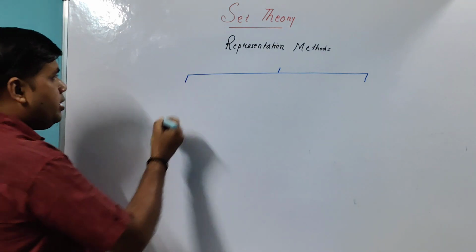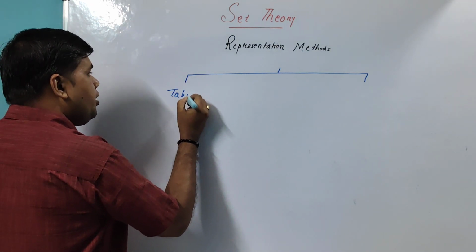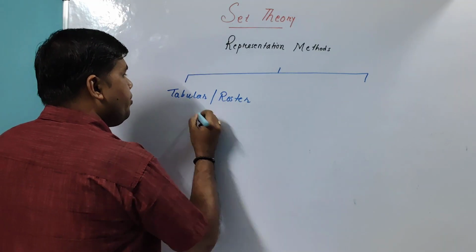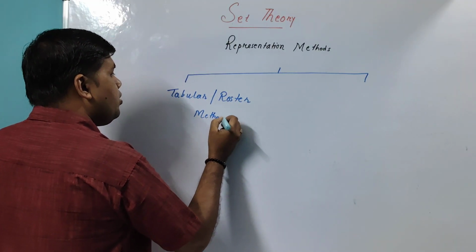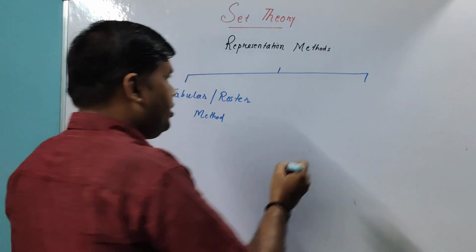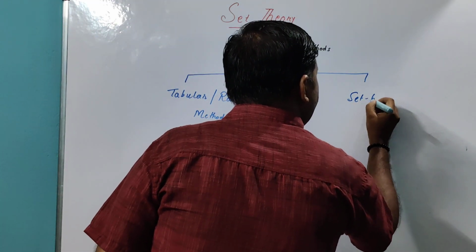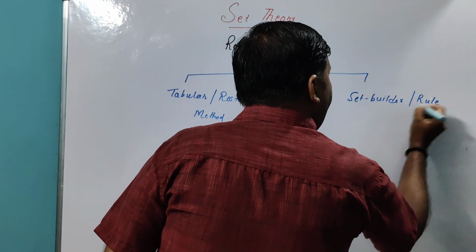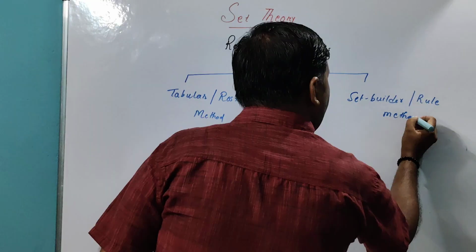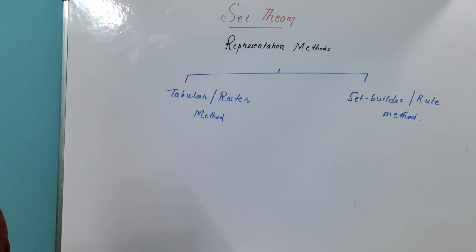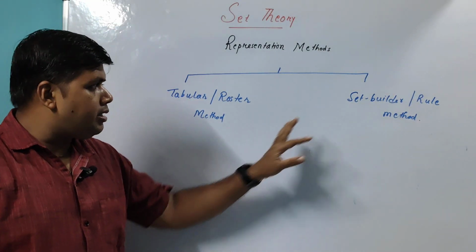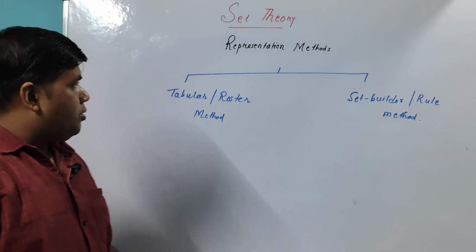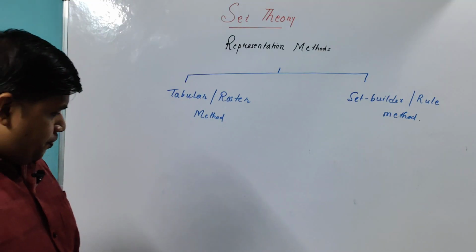The first technique is the tabular method or roster method. Another technique is the set builder method, which is also sometimes called the rule method. So there are two ways of representing a set. One is the tabular method or roster method. Another is the set builder method or rule method. In this video we will look into the details of these two methods.